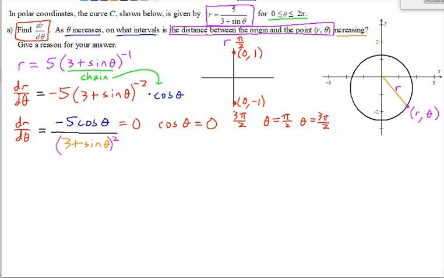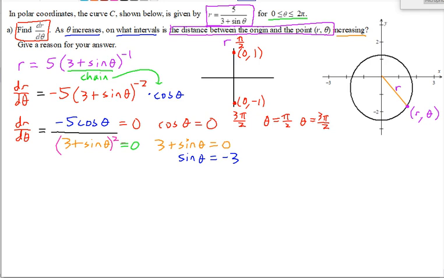And critical numbers can also make the derivative undefined. So when you have a fraction like this, you want to see what makes the denominator 0. So don't worry about the square right now. If what's inside the 3 plus sine theta is equal to 0, squaring 0 will still keep it 0. So we really just set 3 plus sine theta equal to 0. And then if you solve this to isolate the sine, you'd subtract the 3. So you get sine theta equals negative 3. But there's a couple ways to see this is not going to work.